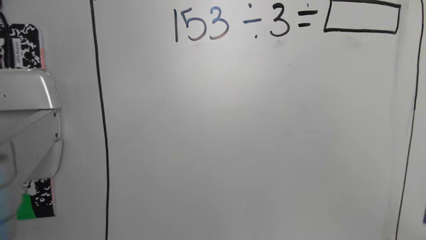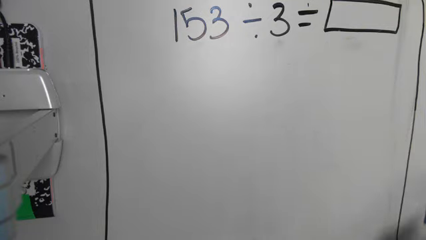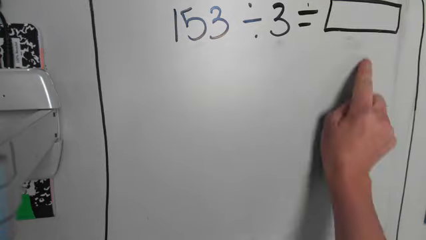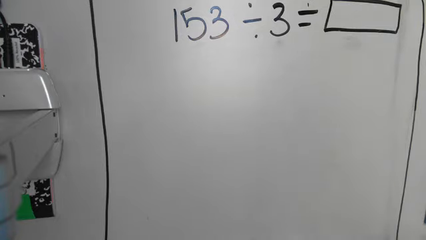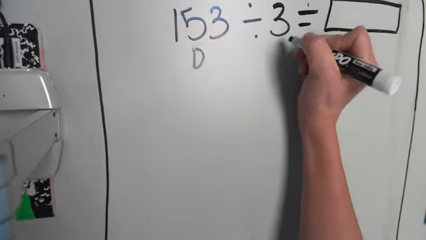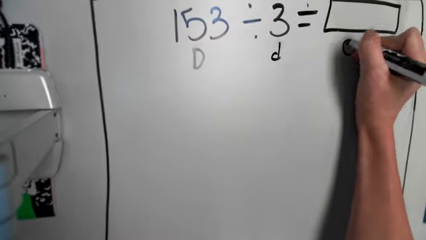Hi parents and students, this is a short video to remind us of how we can use arrays to help us with our division. If I have my example 153 divided by equal groups of 3, I'm looking for how many in each group. I have my students start off labeling their dividend, their divisor, and their quotient.